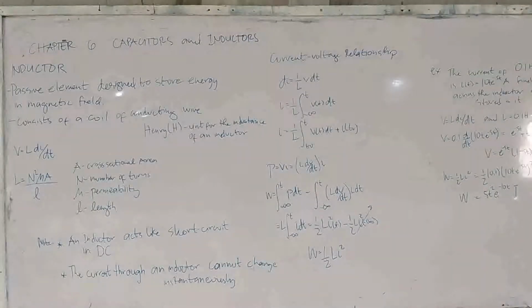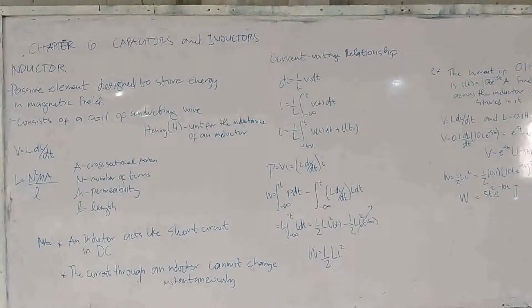So now let's discuss what is an inductor. An inductor is a passive element designed to store energy in a magnetic field. As you can see, the difference between the inductor and the capacitor is that a capacitor stores energy through an electric field, while an inductor stores energy through a magnetic field.